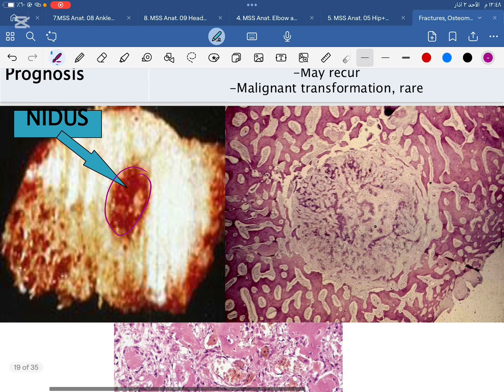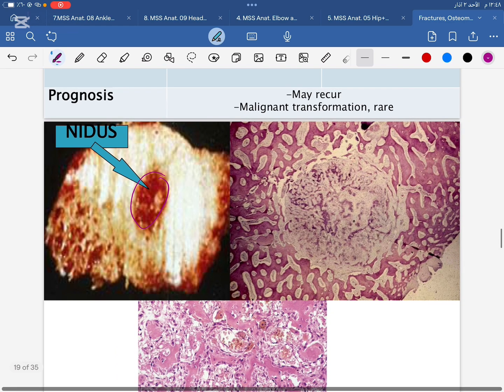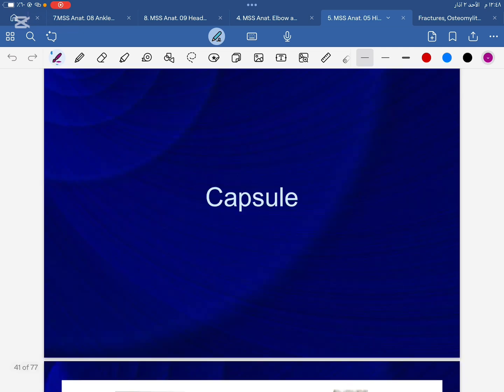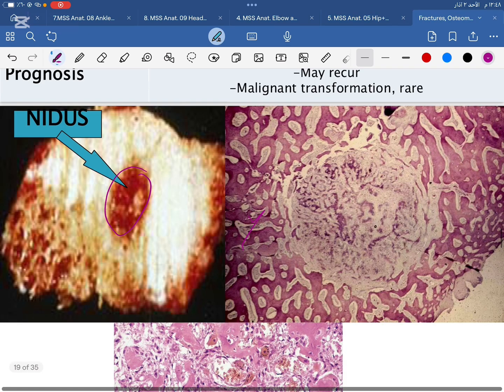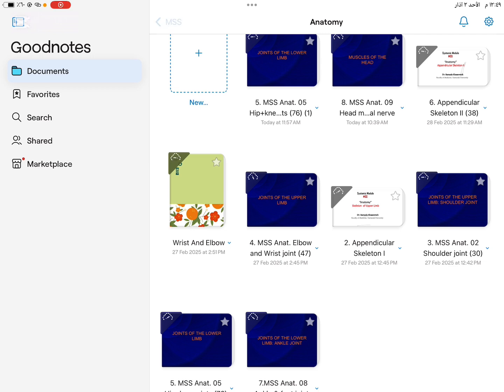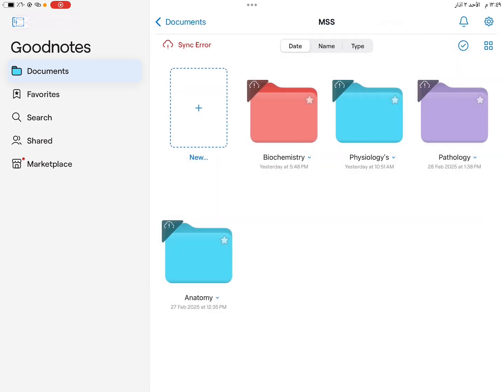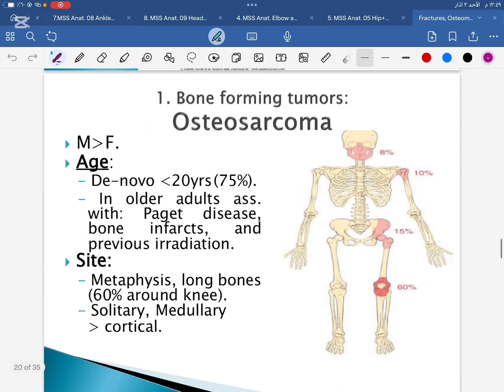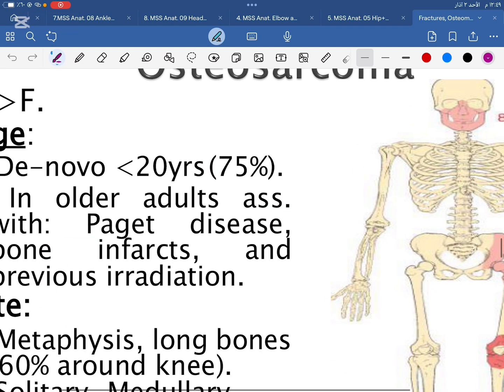Okay, malignant bone forming tumor, which is osteosarcoma. It has a bimodal age distribution, in children and in adults. In children less than 20 years of age. The primary one in adults; most likely it is secondary in older adults, after 60, for example, associated with underlying bone conditions like what? Bone infarction, Paget disease, and history of previous radiation.